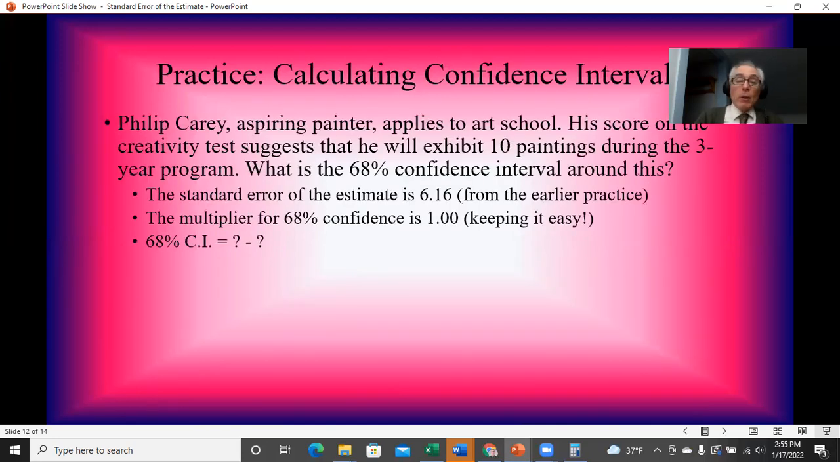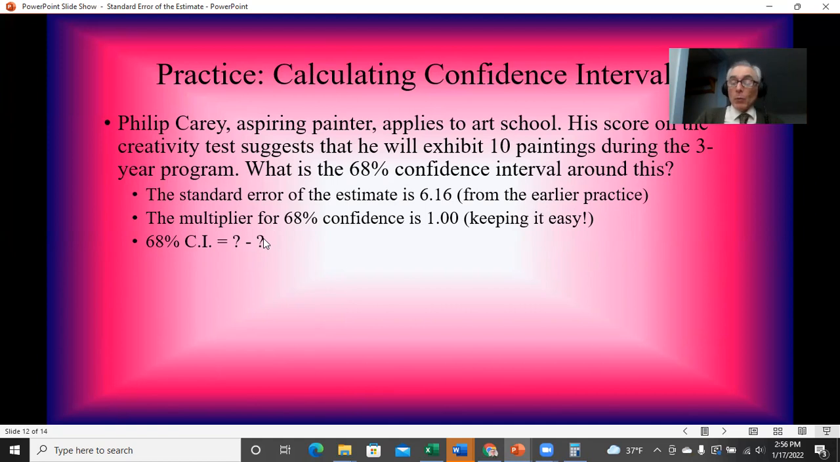So we have Philip Carey, who's aspiring to a career as a painter and applying to art school. He takes the creativity test and his score suggests that he's going to exhibit about 10 paintings over the course of the 3-year program. Let's say we want a 68% confidence interval around this, because then the multiplier is 1. Let's just make life easy. We had calculated the standard error of the estimate earlier, and I think we got 6.14, but I must have rounded off sometime before. So we'll say 6.16, but it's about 6 basically.